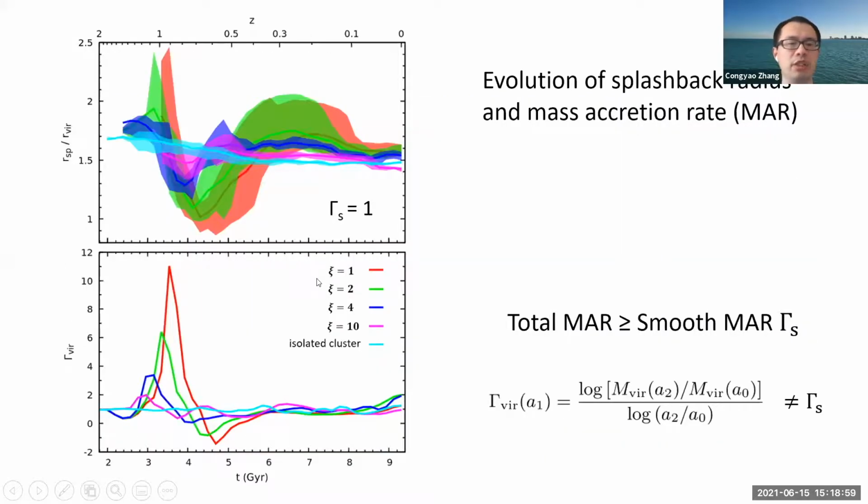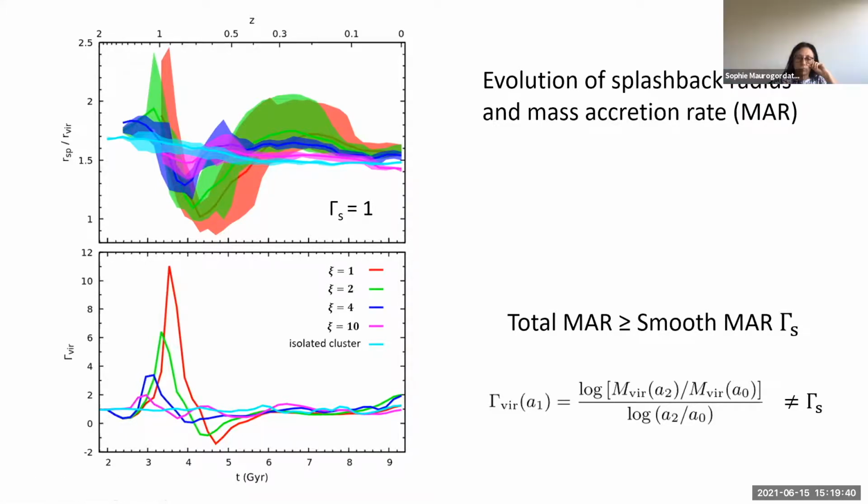And in this figure, I show you the evolution of the splashback radius in units of virial radius. Different lines show you the mergers with different merger mass ratios. So you can clearly see in major mergers, there is a significant contraction. And near the pericentric passage, the splashback radius could reach the virial radius. And in the bottom panel, I show you the corresponding evolution of the total mass accretion rates of the merging system. Here, a key point I want to show is that the total mass accretion rate actually contains two components.